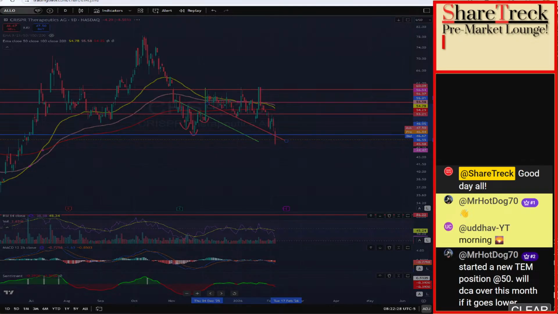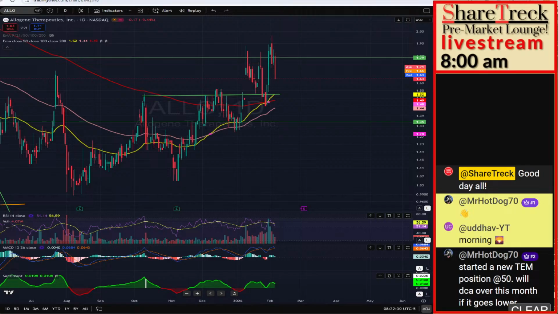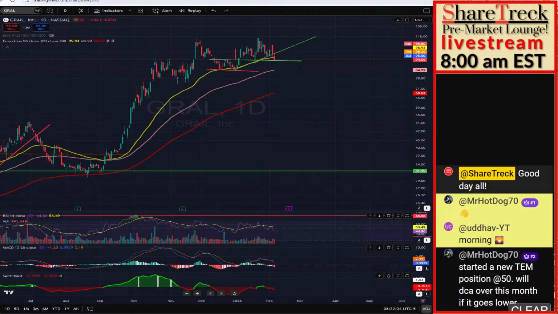Market sentiment is also bearish at this point of time, so I wouldn't get my hopes up too high. Allergan is up 1.84%. Grail is up 1.31%, which is going to get support today at 93.37. It's going to get resistance at 95.93, which is the 50-day exponential moving average. Right now we are at 95.29, a very narrow range of movement for Grail.